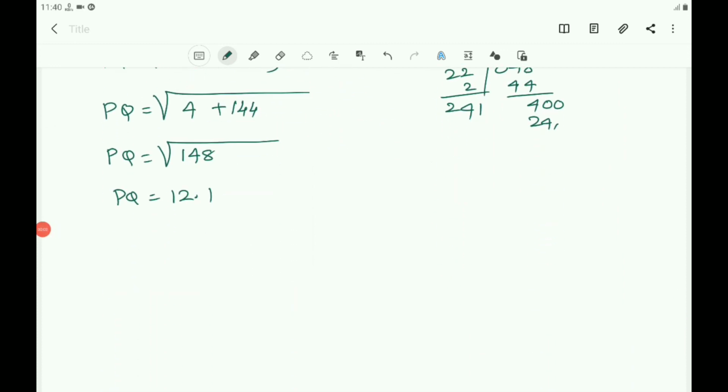If you don't know the method of finding the value of root 148 by using the division method, you write it as PQ equals root 148.